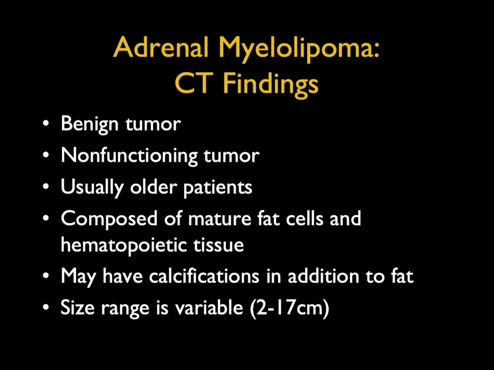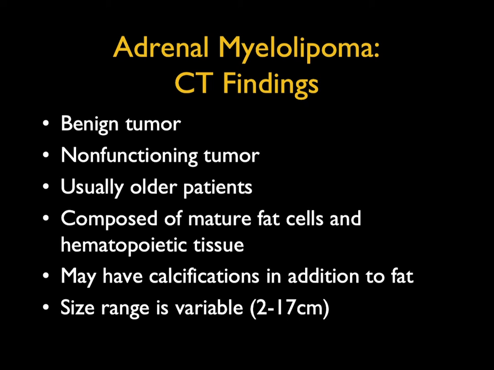Now we talk about other lesions, adrenal myelolipoma. We see this more frequently now, and it's always a problem in some sense at times because they're in older patients with known malignancies, and you're staging and you see an adrenal lesion. What is it? Well, myelolipomas are benign tumors. They never become malignant. They're non-functioning. It's usually older patients. It's composed of mature fat cells and hematopoietic tissue.